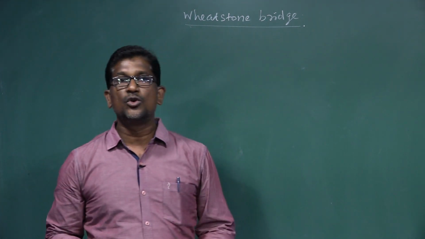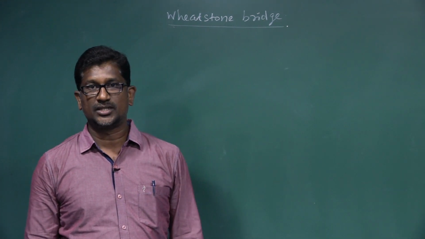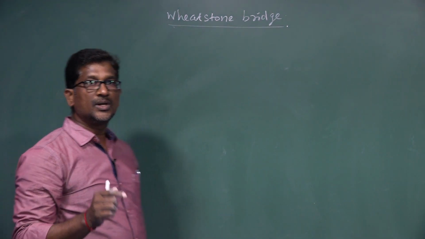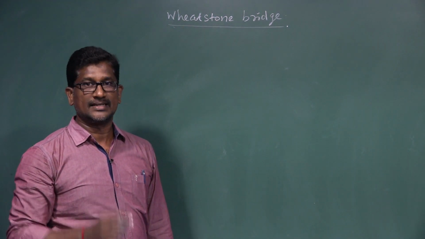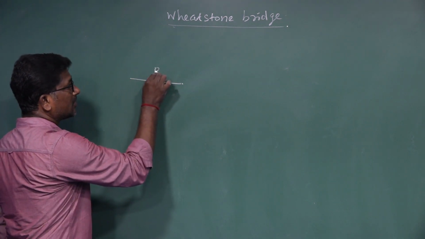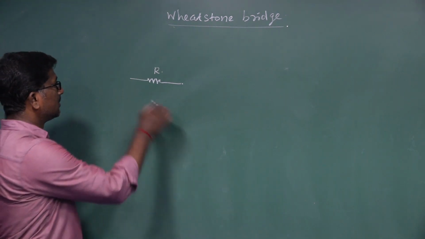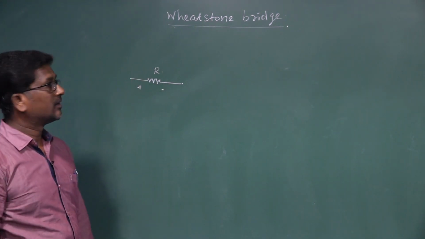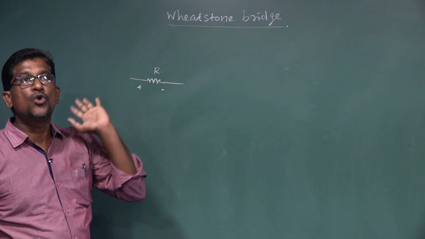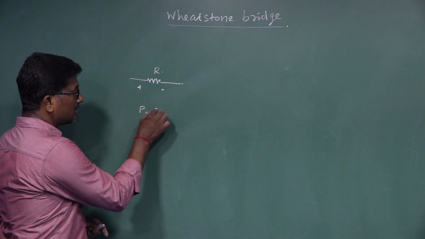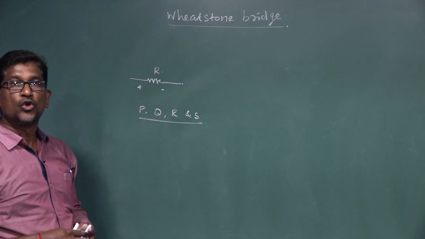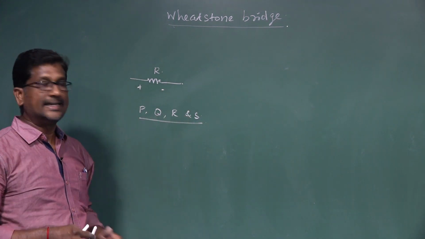First we go for the construction of a Wheatstone bridge. The Wheatstone bridge consists of four resistances. This is the symbol of a resistance, with a positive end and a negative end. The four resistances are named P, Q, R and S.